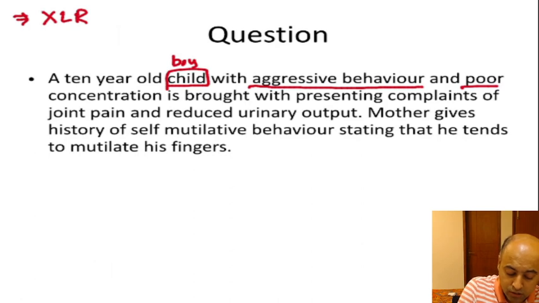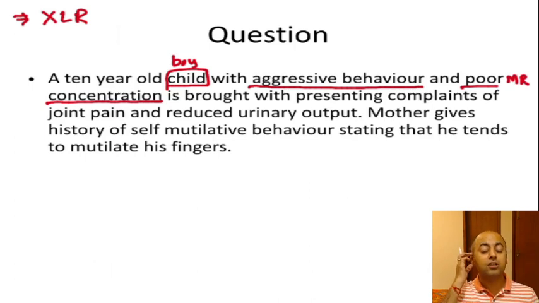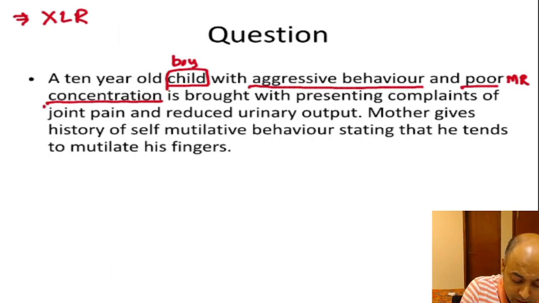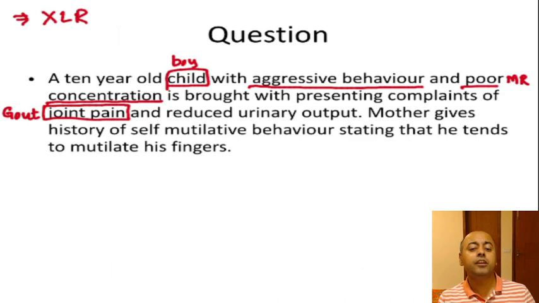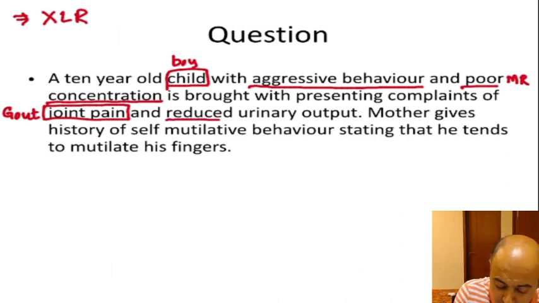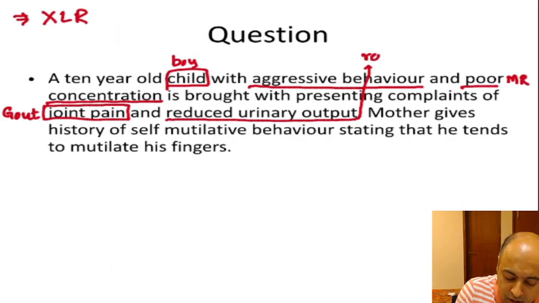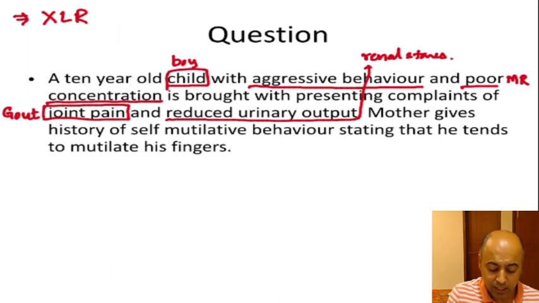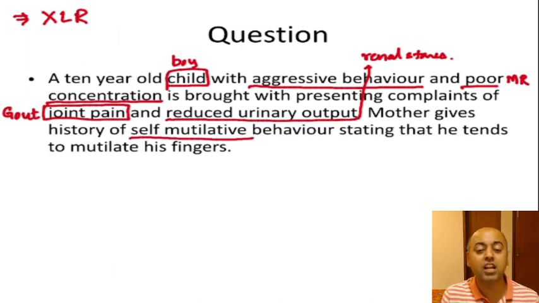Poor concentration is provided to explain that the patient has mental retardation. Another feature of these patients is the presence of mental retardation. Joint pain indicates the presence of gout, and the reduced urinary output indicates renal stones. And we already said the most characteristic and important feature is the self-mutilating tendency.